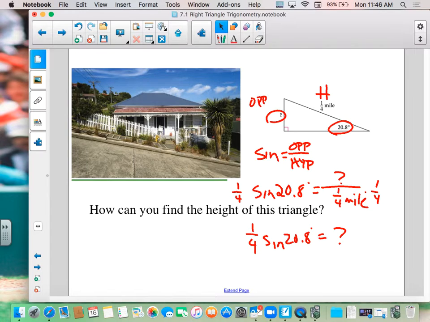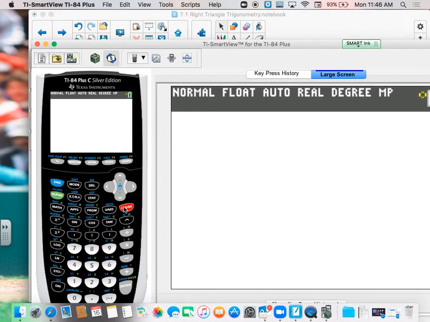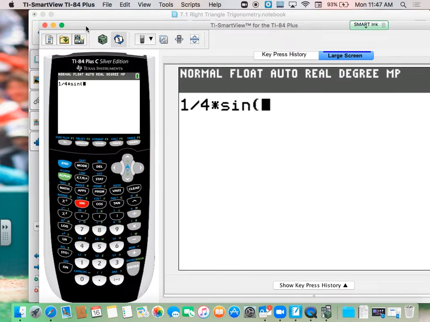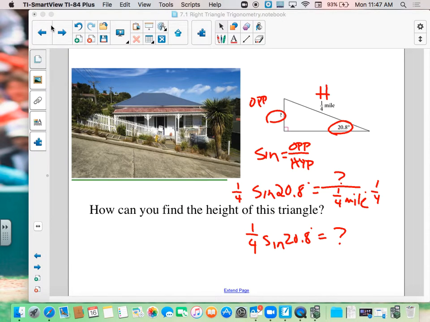And grab the calculator and clear this out so you can see a little bit better. Second quit. There we go. 1 divided by 4, you could use 0.25 times the sine, what was it, 20.8? It was 20.8 degrees. And you're going to get 0.08877. So I'm going to go 0.089.